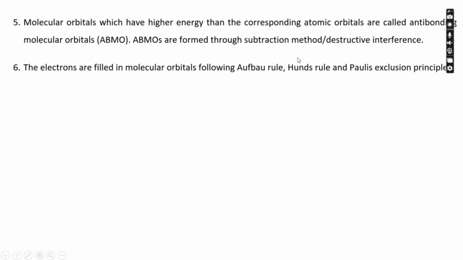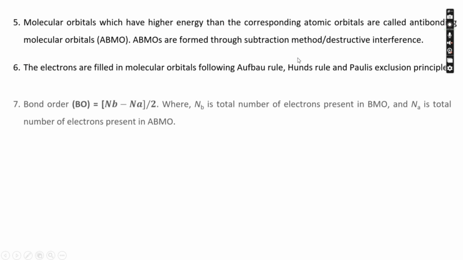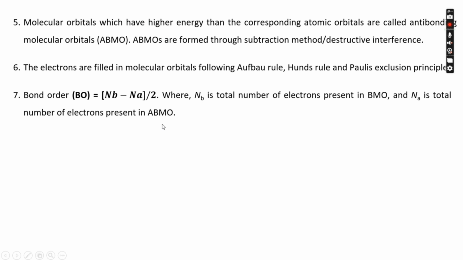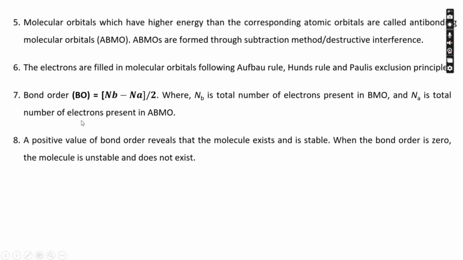Then we should get the properties of the molecule. What kind of properties? That is the bond order. Bond order is equal to (Nb minus Na) by 2. Nb stands for the total number of electrons present in bonding molecular orbitals. Na stands for the total number of electrons present in antibonding molecular orbitals.